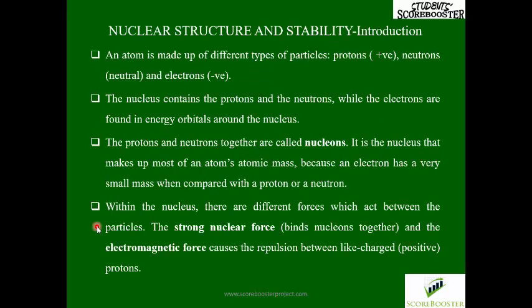So, as a matter of introduction, we have discussed before the structure of the atom, where we came to realize that an atom is made up of different particles: the electrons revolving around the nucleus, and the nucleus itself, which contains both the protons and the neutrons.